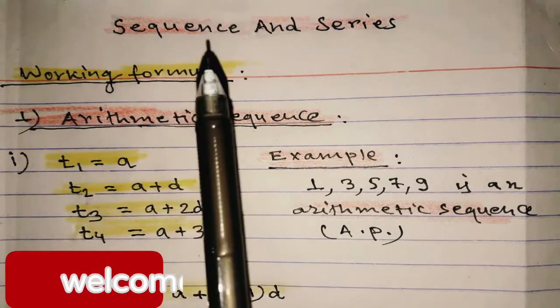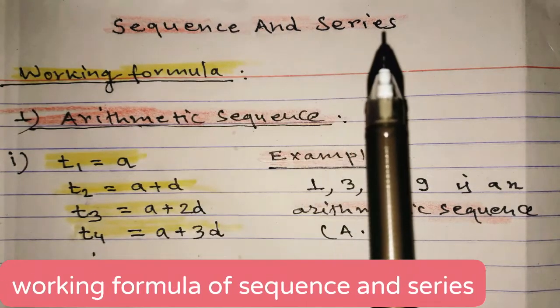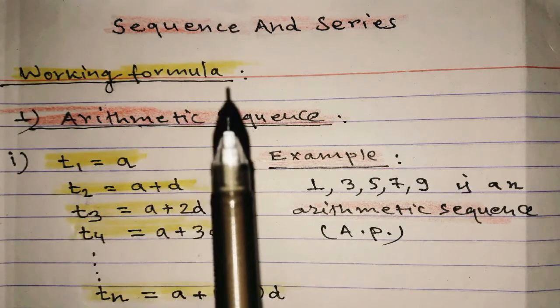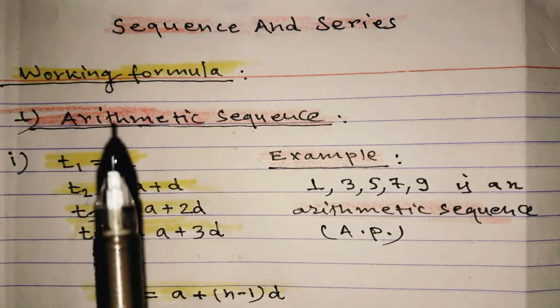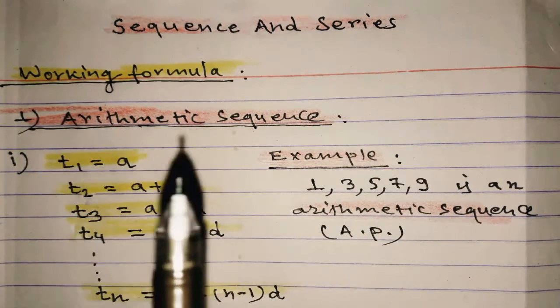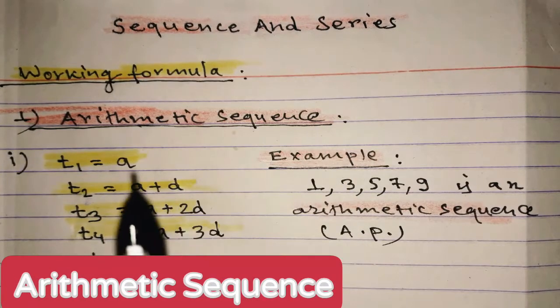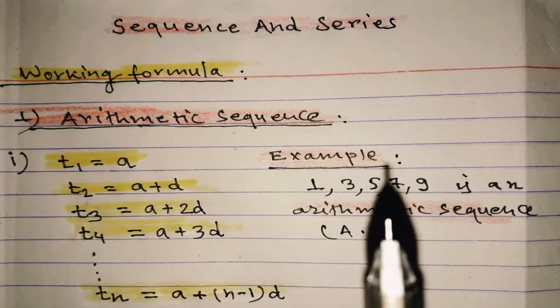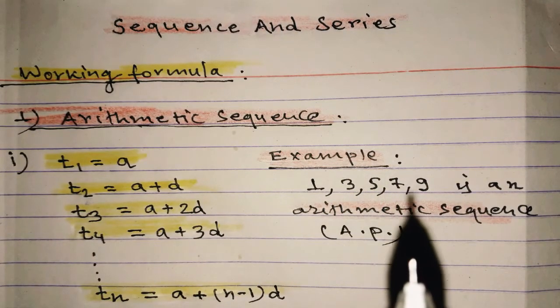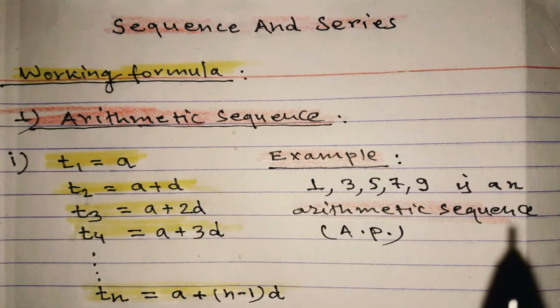In this lecture, we are going to discuss sequence and series working formula. The first one is the working formula of arithmetic sequence. Let's take an example at first. 1, 3, 5, 7, 9 is an arithmetic sequence.